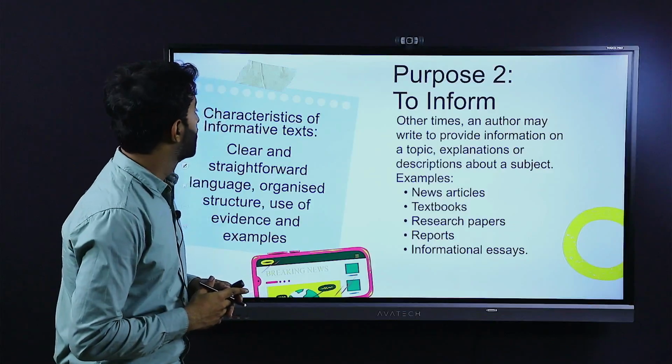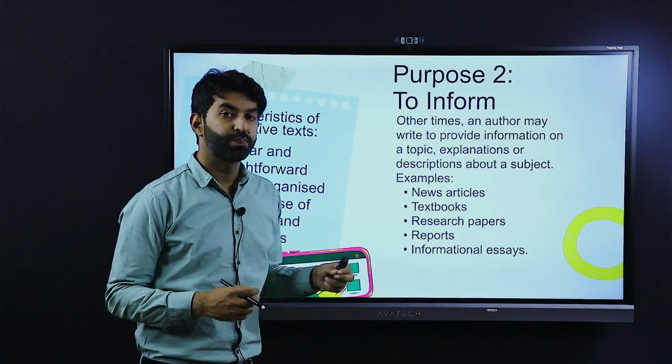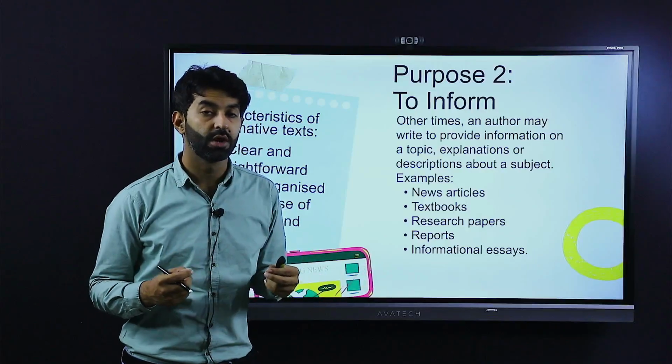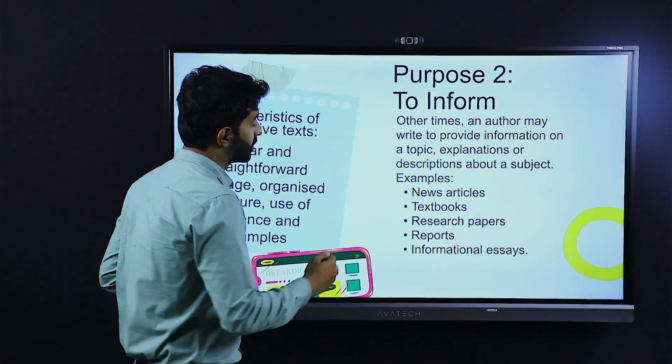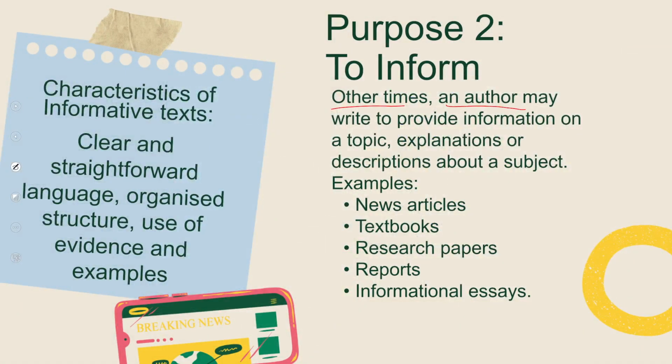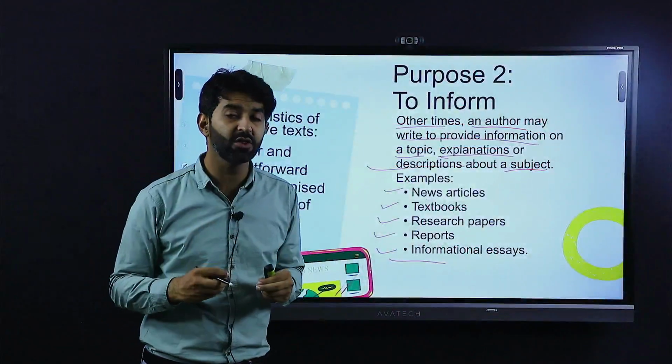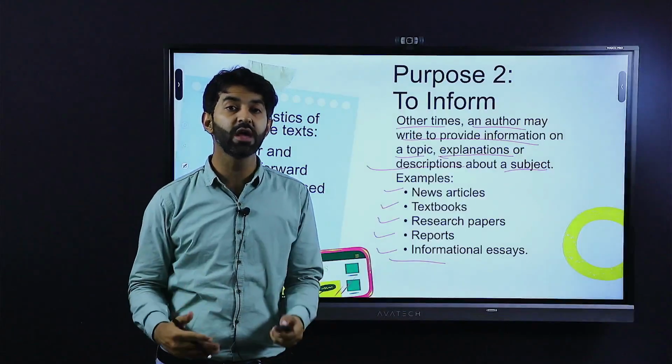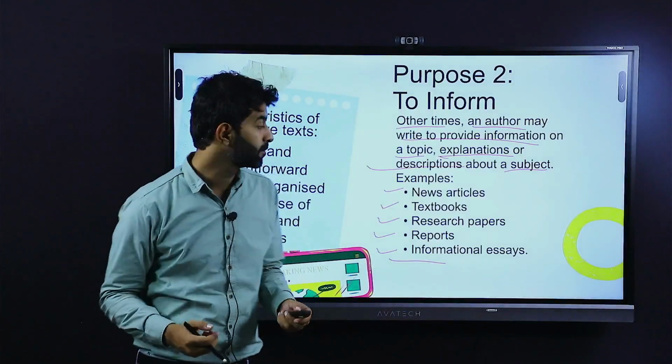Okay. Now, the second purpose is to actually inform the reader. Other times, an author may write to provide information on a topic, explanations or descriptions about a subject. For example, news articles, textbooks, research papers, reports, informational essays, all these are examples of texts that are written by the author just for the purpose of giving and sharing valuable information.